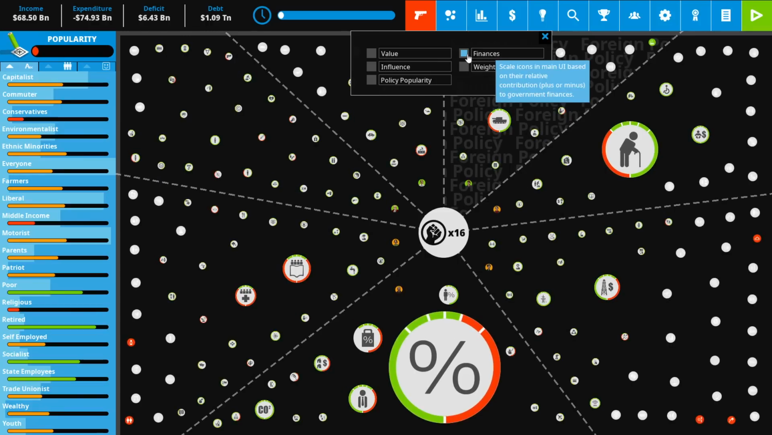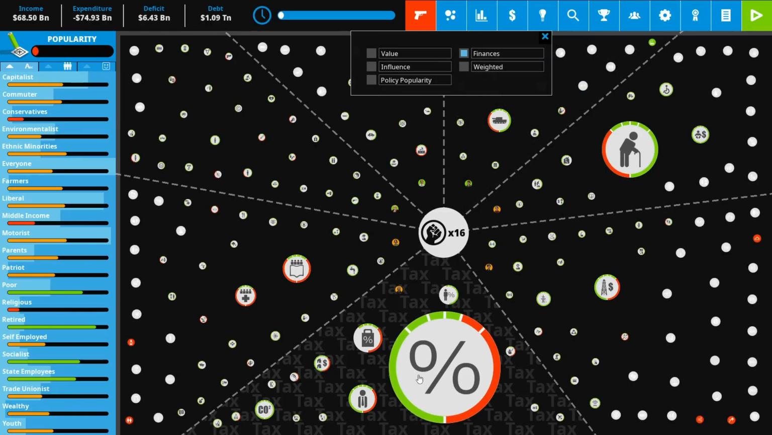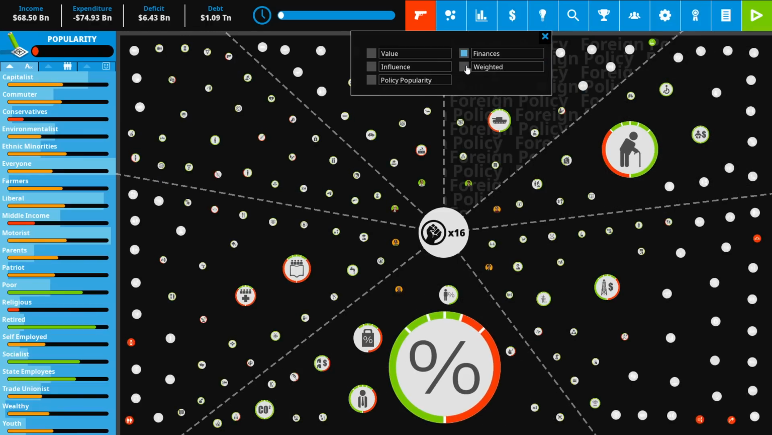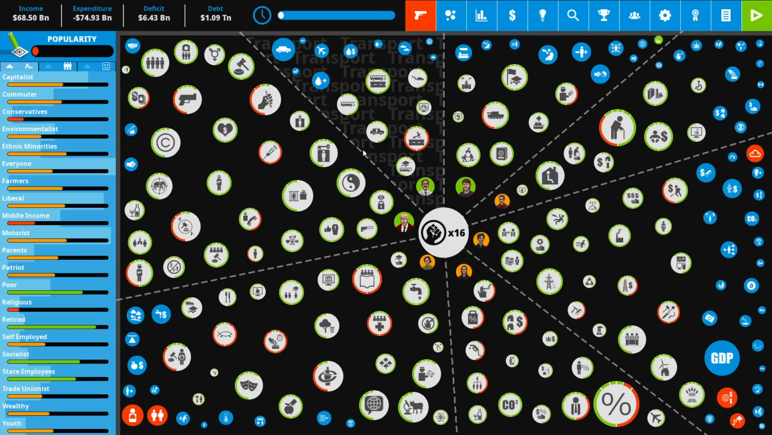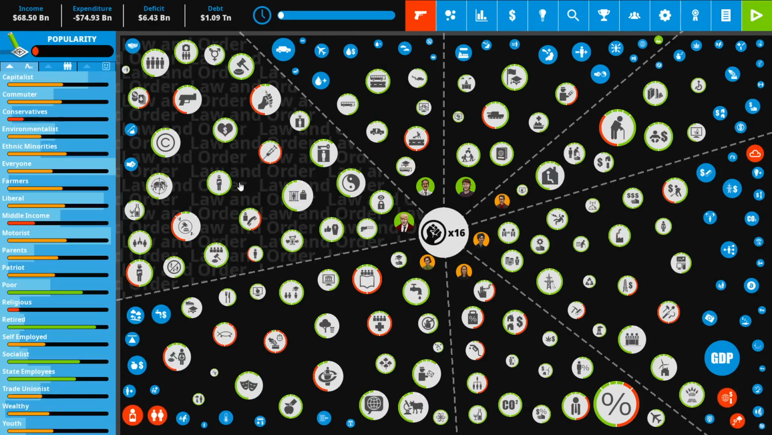Finances, how much money this brings in and costs. We'll get most of our money from income tax, and a lot of our money goes to pensions right now. And weighted will take into account all these things put together. So the idea is anything that's tiny here, you probably don't have to deal with. Anything that's big, you really want to keep foremost in mind, right?